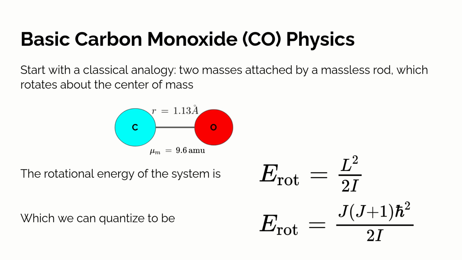Next, we'll move on to the carbon monoxide physics. So let's start with the classical analogy. You have two masses attached by a massless rod, which rotates about the center of mass, as given by this cartoon here with a cyan C and a red O atom connected by a massless bar. And the rotational energy of the system is given by L squared over 2I on the right here, which of course we can quantize into something given by the angular momentum vector J.